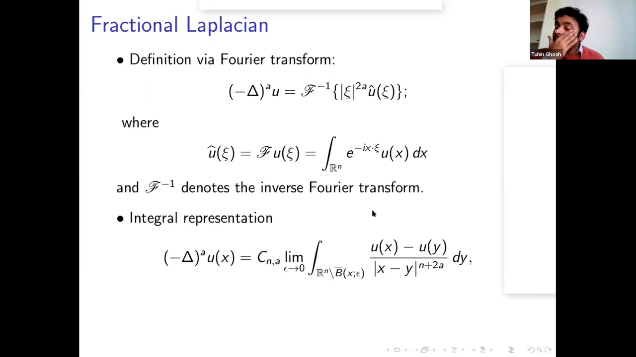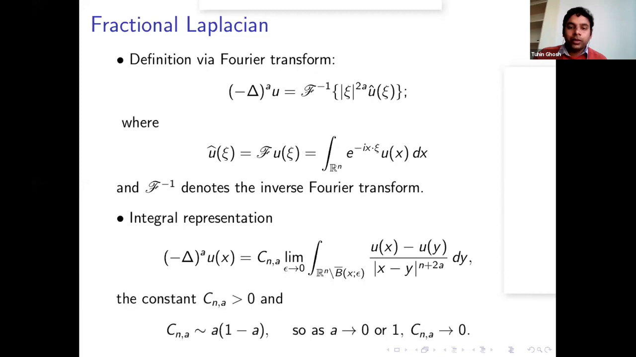But then there are many ways you can define the fractional Laplacian. The one I like, or that I found more useful for my purpose, is if you go via the heat equation. But before getting into that, I just want to mention one particular fact about this constant, the C_{n,a}, that appears here.